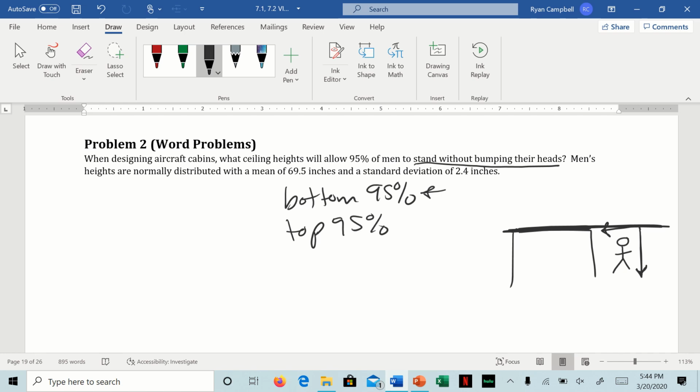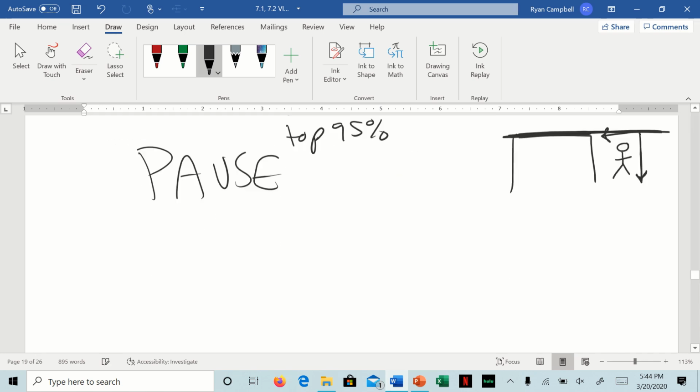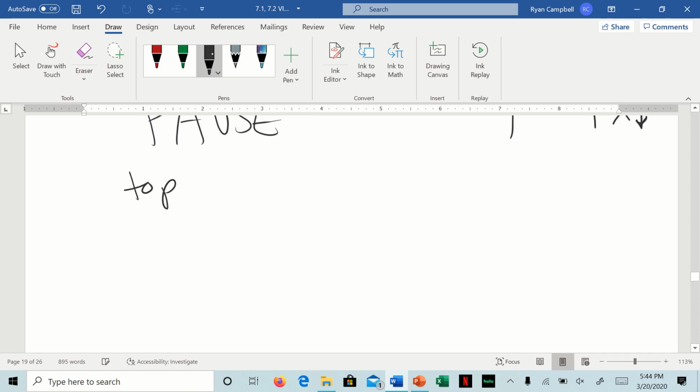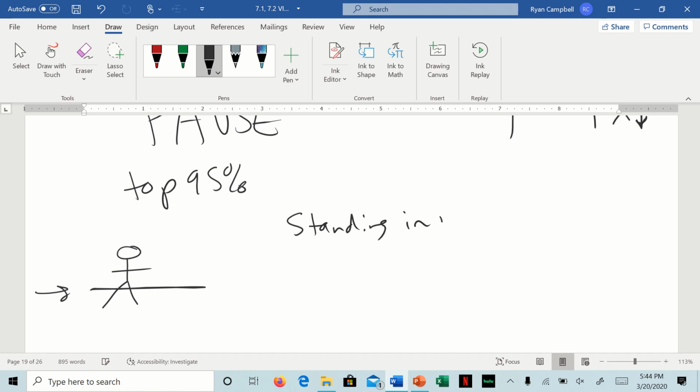Now, let's pause on this and think about what would be an example of a top 95%. What could some examples of a top 95% be? Something where this is the value and everything above it would be what you would want. So something that I thought of was if you're standing in a pool, right? Standing in a pool without holding your breath.